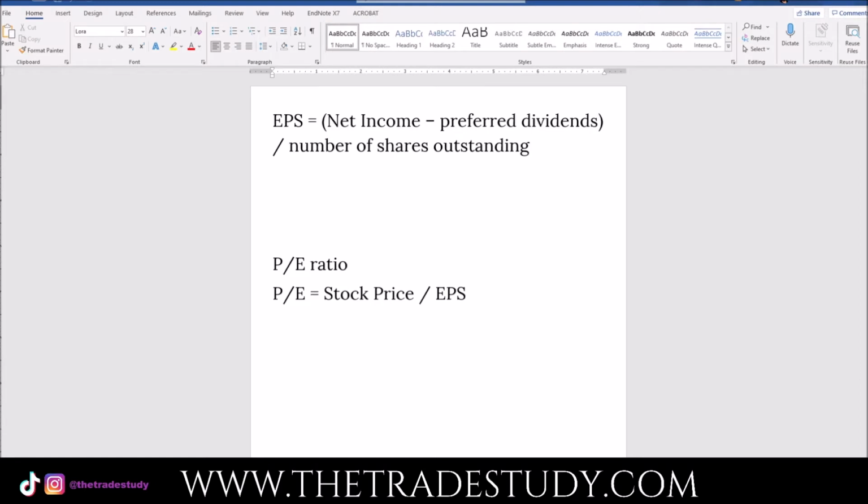We're going to be talking about earnings per share, EPS, and why this is so important and such a popular metric that's used everywhere in the stock market.